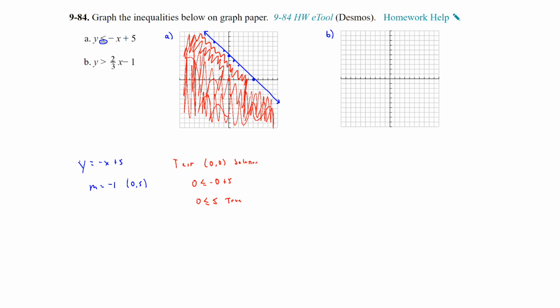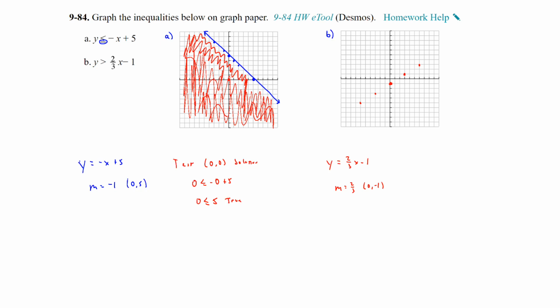All right, on B, we have y equals 2/3 x minus 1. We have a slope of 2/3 and a y-intercept of negative 1 here. So we'll plot that, and then we'll go up 2 and to the right 3. You can do that a couple of times. You can also go down 2 and to the left 3.